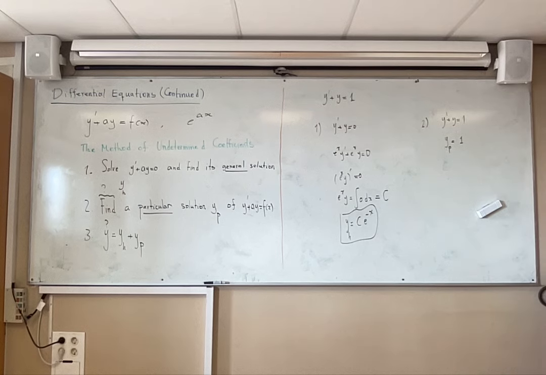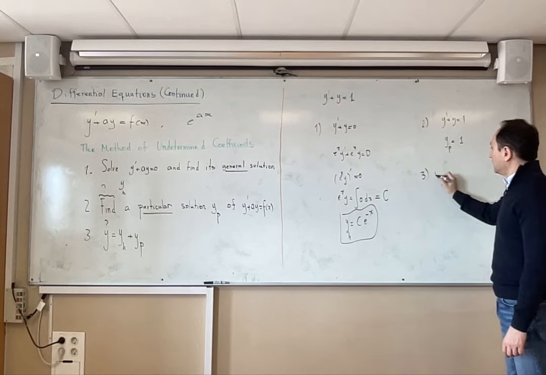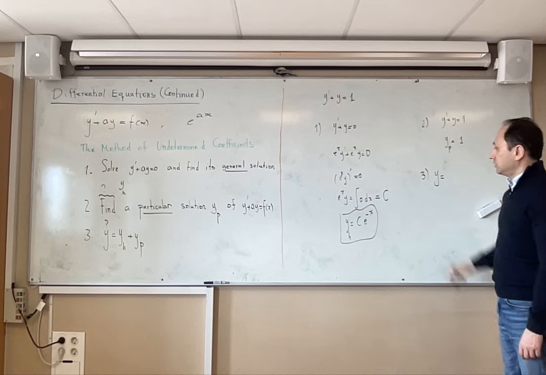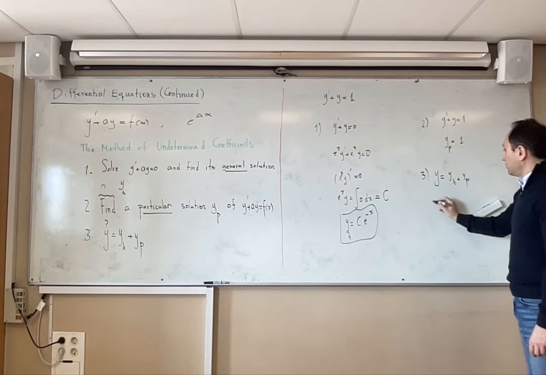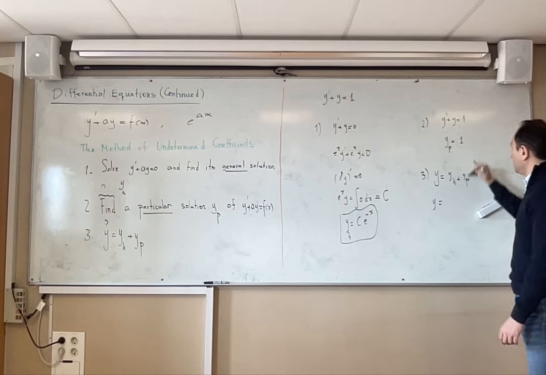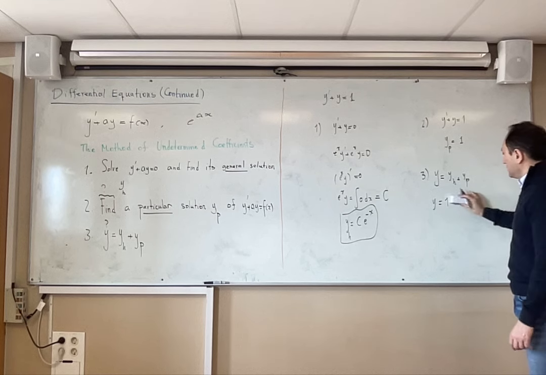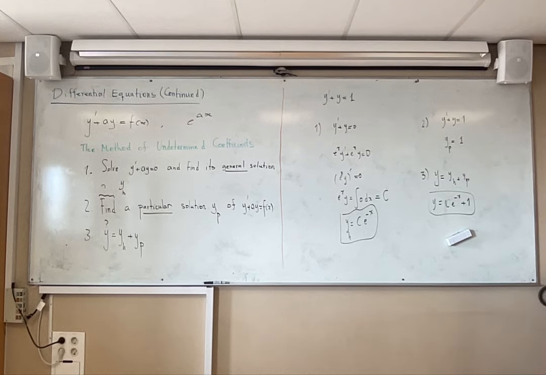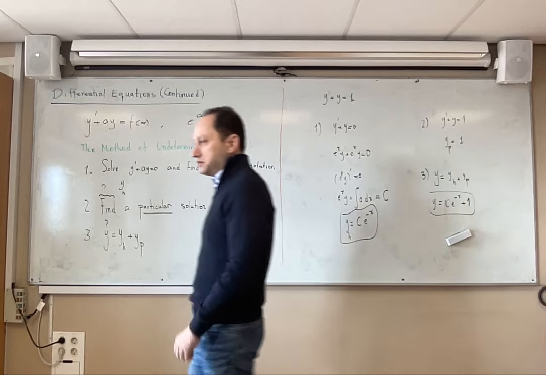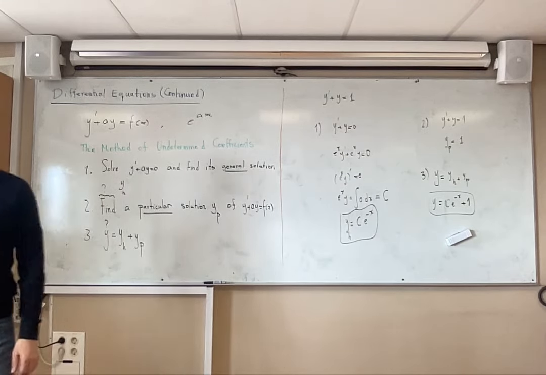You call it y sub p. And then number 3, you are done. The solution of that differential equation is yh plus yp. So y is equal to yh plus yp, so it becomes c e to the power of minus x plus 1. That's it. So this is essentially what the algorithm is telling you. I haven't told you why it works, but I'm telling you by this simple example how to find it.